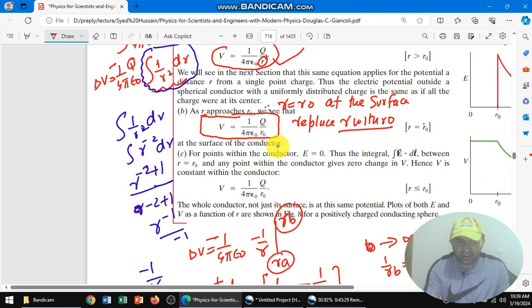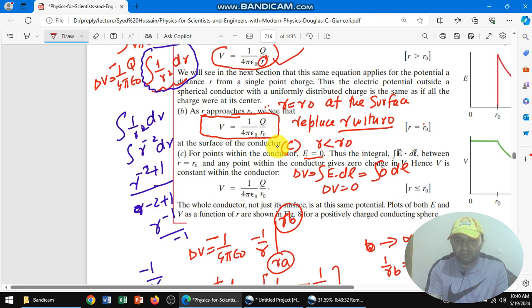Next, for the inside, R is less than R naught. As we know, the electric field intensity E inside is equal to 0. Why is it 0? Because the charge is distributed on the surface, so there is no charge inside. According to Gauss's law, the electric field intensity is 0 inside. If we apply del V equal to minus E dot dl, then E becomes 0, so del V becomes 0.